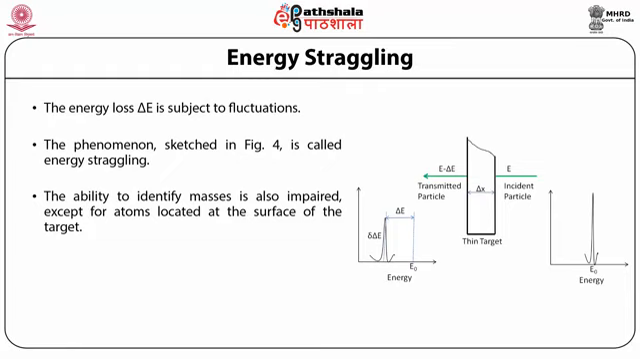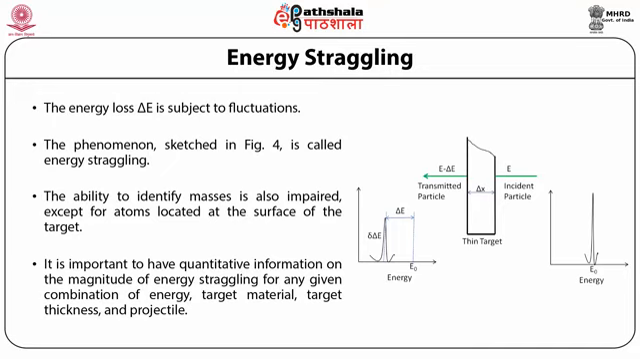The reason is that the beam energy E before a collision with a specific mass M2 at some depth within the target is no longer monoenergetic, even if it was so initially, so that the ratio E1 divided by E0, and hence the identification of M2, become uncertain as well. For these reasons, it is important to have quantitative information on the magnitude of energy straggling for any given combination of energy, target material, target thickness and projectile.